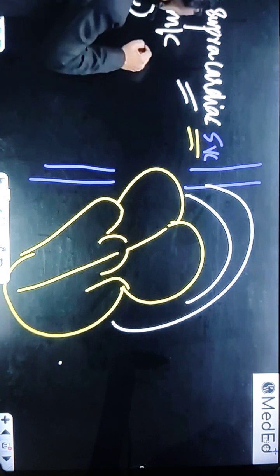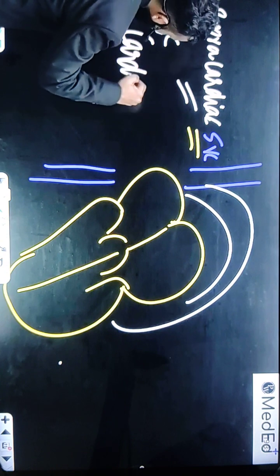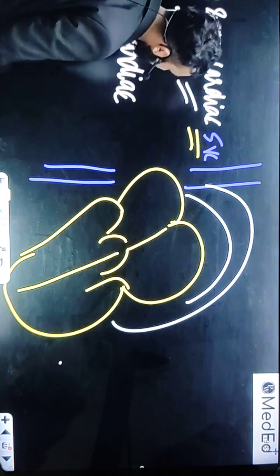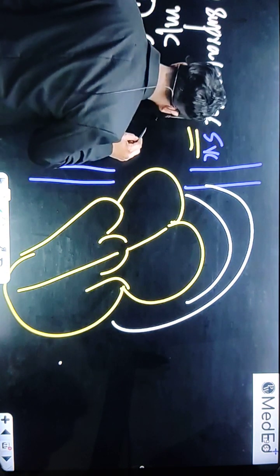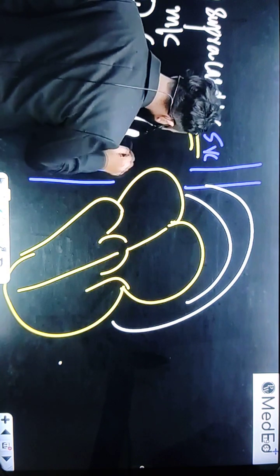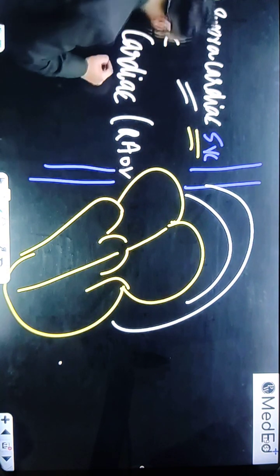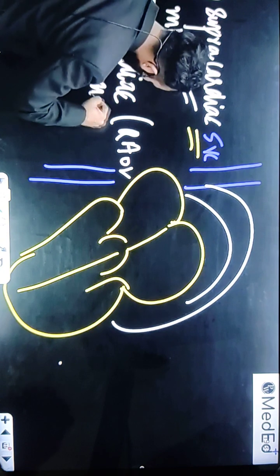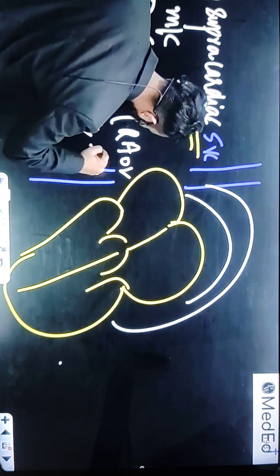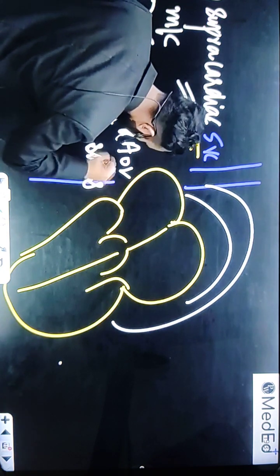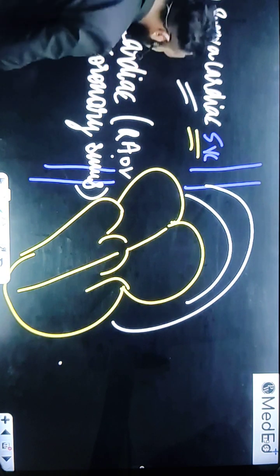In the second part, it is the cardiac type. In this, all the veins are either draining into the right atrium or into the coronary sinus. And type 3? These are draining into the IVC.